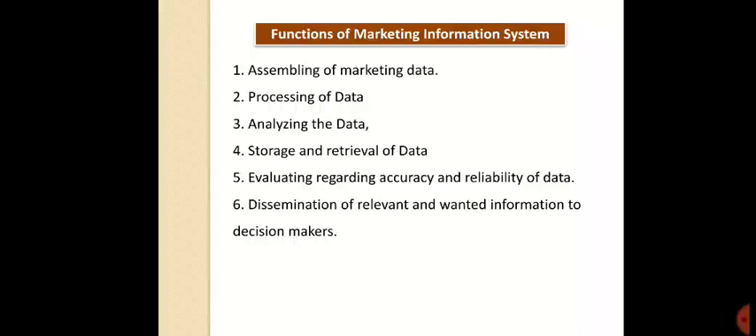Let's discuss the functions of marketing information system. The marketing information system performs 6 important functions. That is, firstly, assembling of marketing data. That means collection of required marketing data from the different sources. And the second one is processing of data. That is, editing, tabulating and summarizing the data. And the third one is analyzing the data.